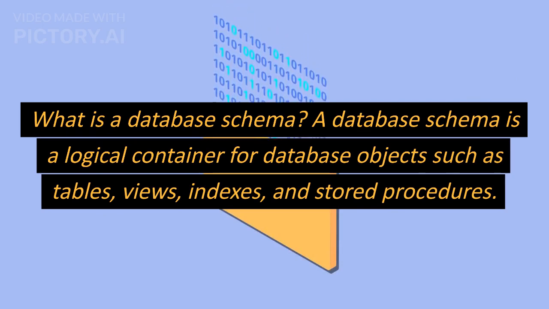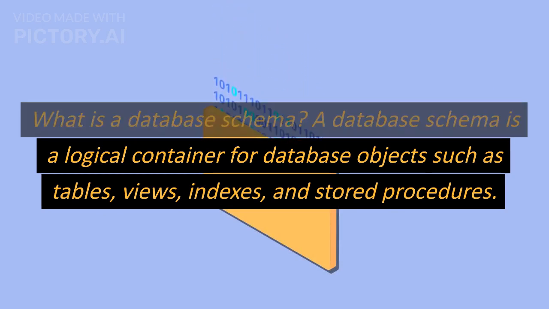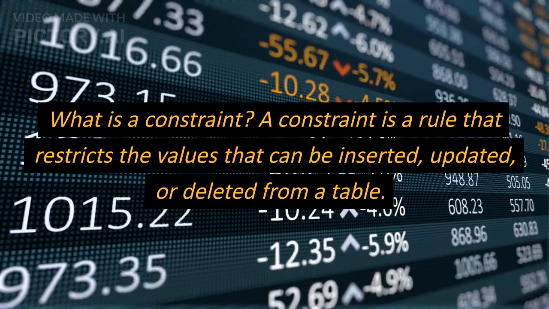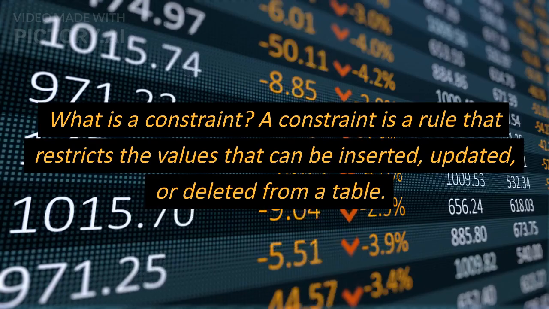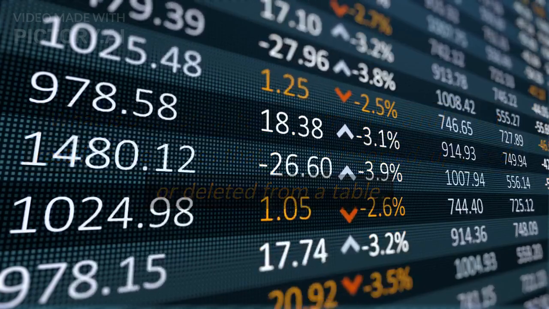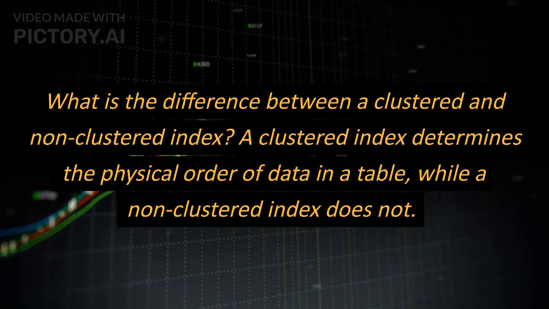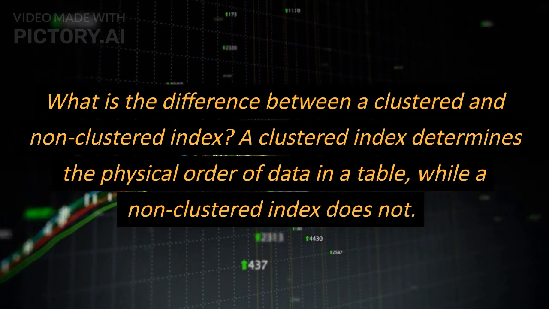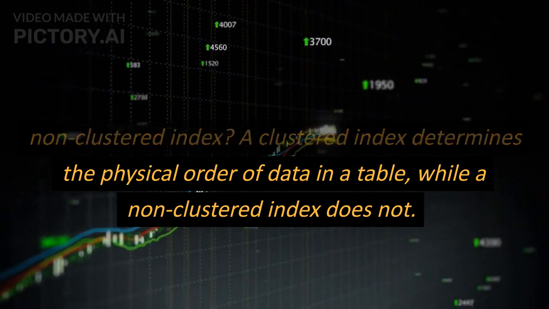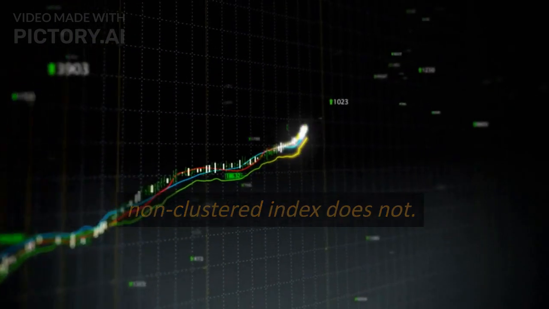What is a database schema? A database schema is a logical container for database objects such as tables, views, indexes, and stored procedures. What is a constraint? A constraint is a rule that restricts the values that can be inserted, updated, or deleted from a table. What is the difference between a clustered and non-clustered index? A clustered index determines the physical order of data in a table, while a non-clustered index does not.